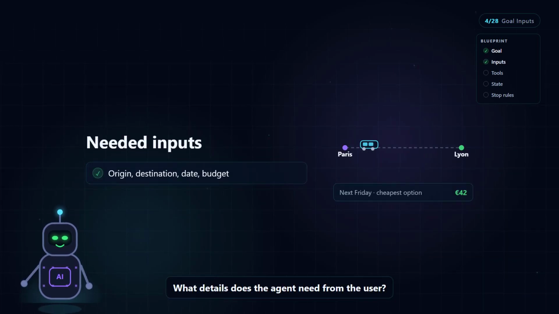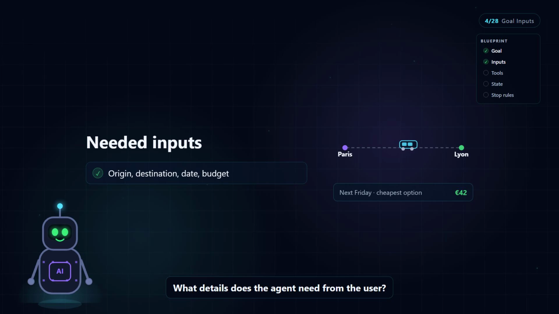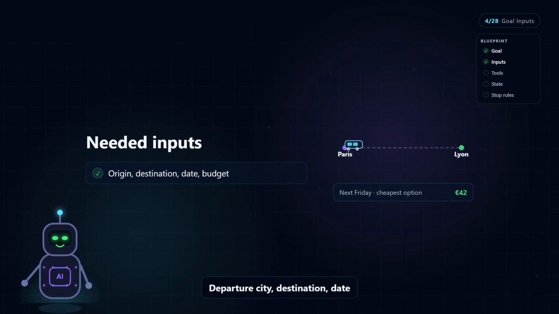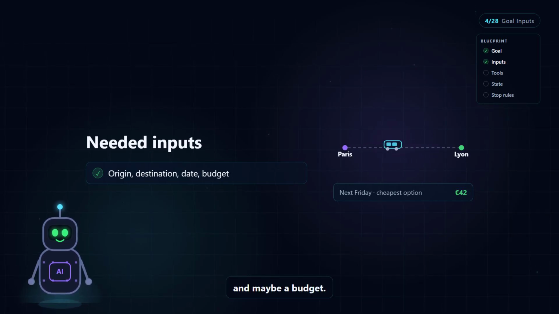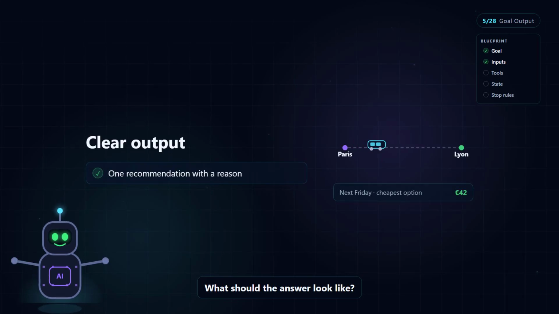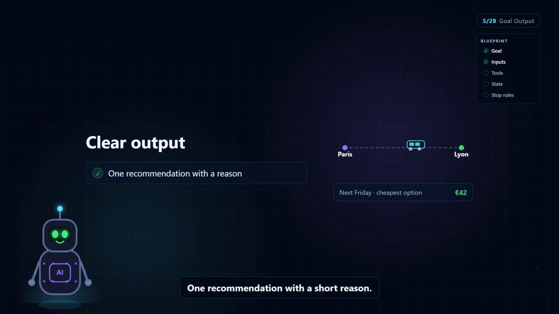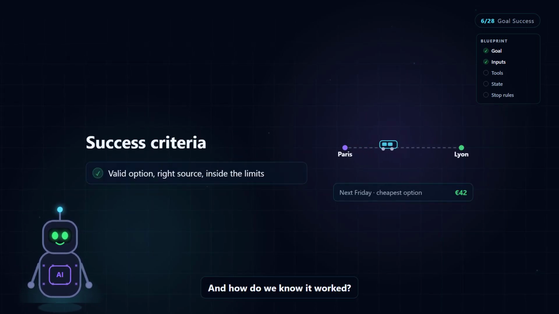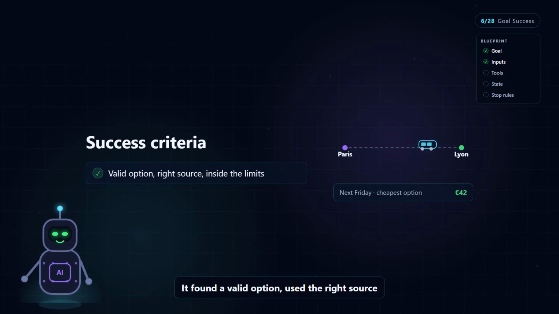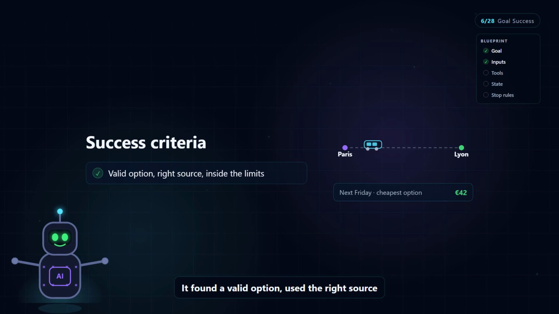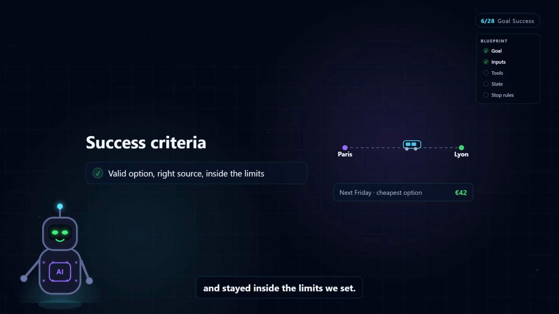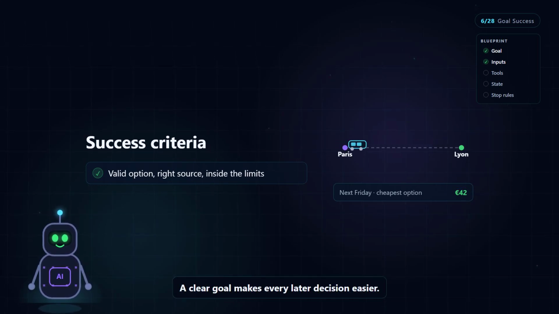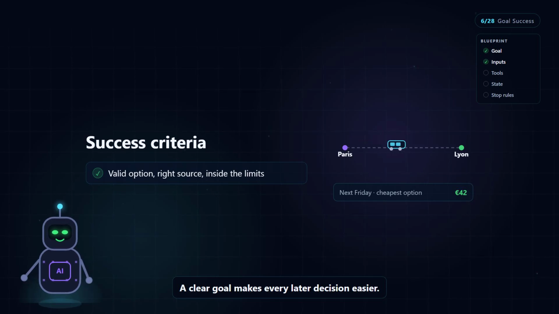What details does the agent need from the user? Departure city, destination, date, and maybe a budget. What should the answer look like? One recommendation with a short reason. And how do we know it worked? It found a valid option, used the right source, and stayed inside the limits we set. A clear goal makes every later decision easier.